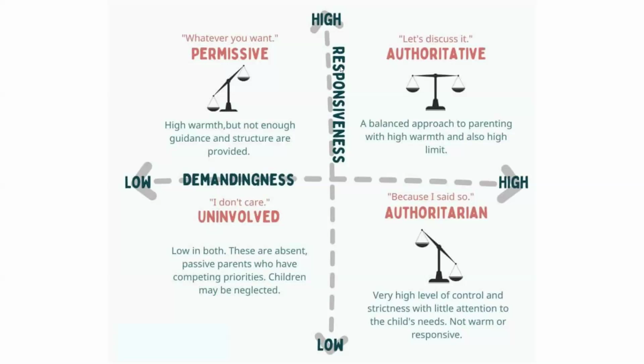Then at the end we have permissive kind of parenting. Here the parent will be like, whatever you want, because in my childhood I have not got these things, I'll give everything to my child. Maybe you can relate with this statement of mine. Many parents are doing this, because here they will be high in responsiveness but low in demandingness. I don't want anything from my child, I will give everything to him, I don't have any demands. This is permissive kind.